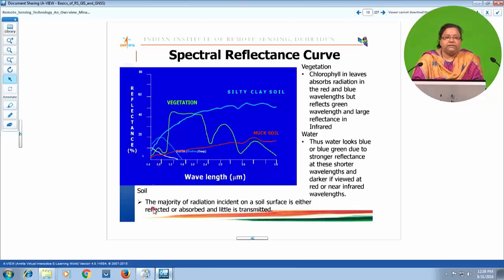The soil has considerably increasing reflectance throughout the spectrum. So the majority of the radiation that is incident is reflected or absorbed, and little is transmitted.